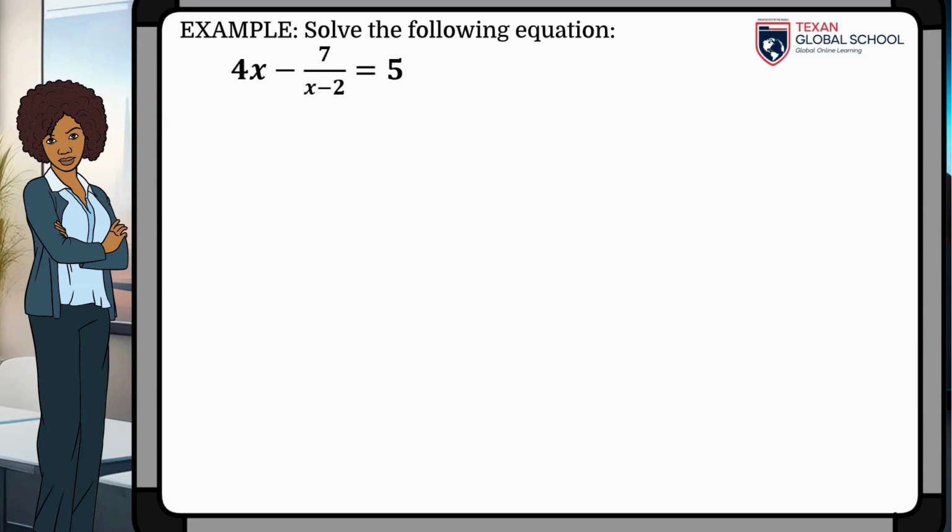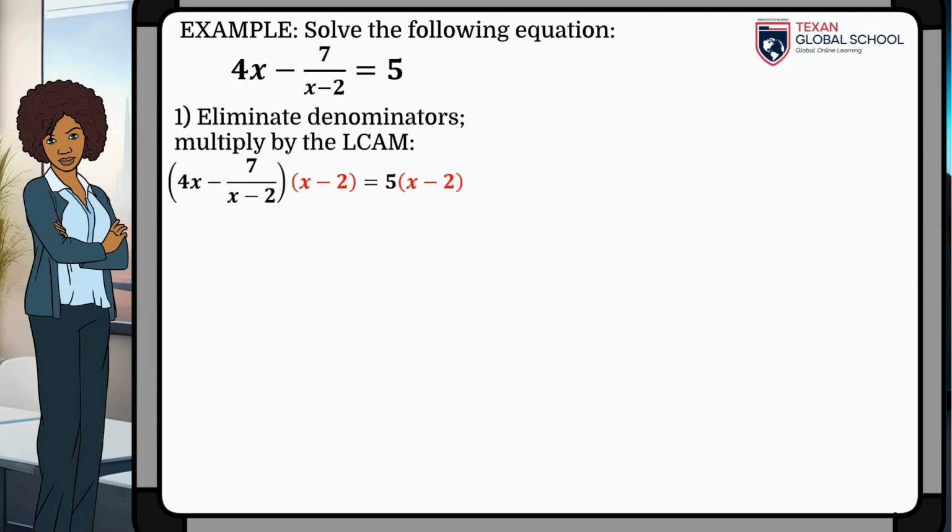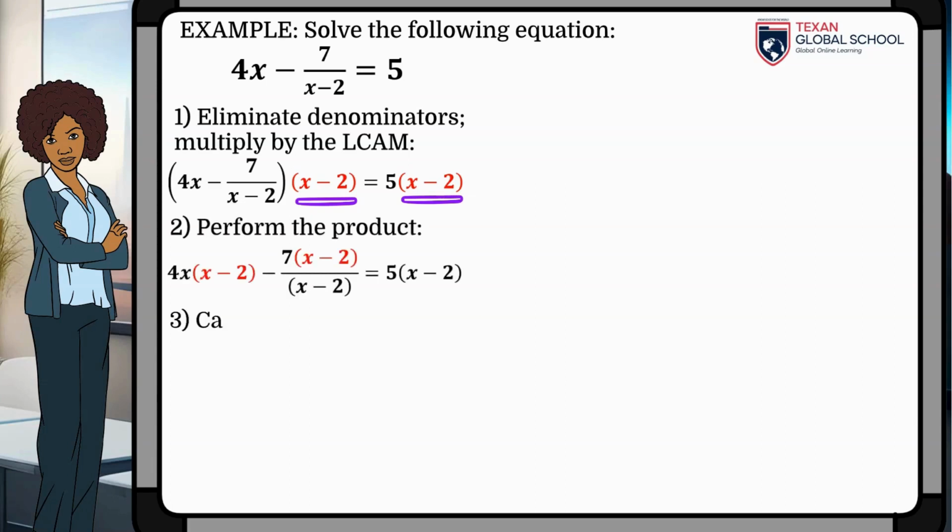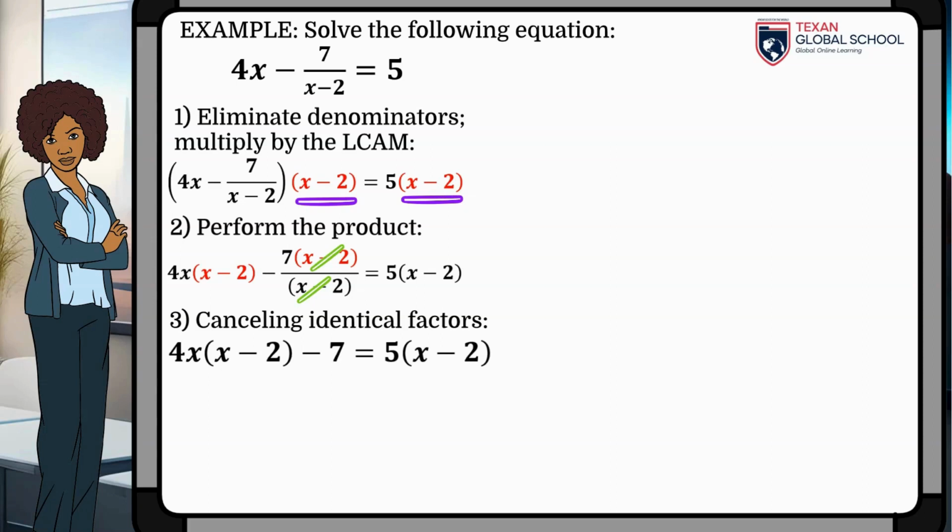First, analyze the equation to determine the type of algebraic process that will be used to begin its reduction or simplification. One first strategy is to eliminate all the denominators of the algebraic terms. To do this, multiply the entire equation by the least common algebraic multiple of the denominators. In this case, it is x minus 2. By multiplying both sides of the equation by this polynomial, identical factors are cancelled. We can see that all the denominators were eliminated.